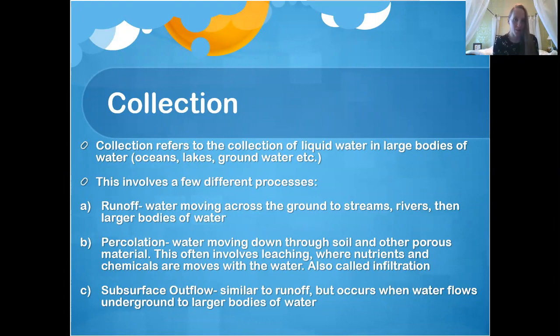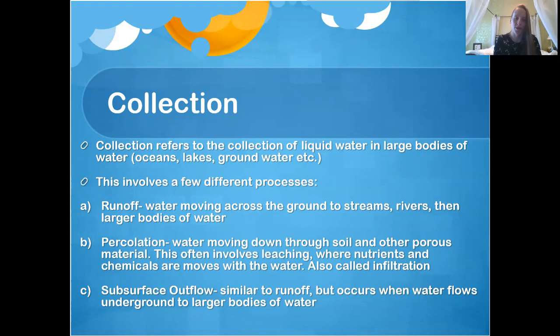Runoff, we've already talked about in like the phosphorus cycle and stuff. This is when water moves across the surface of the ground in like streams and rivers and stuff like that until it gets to a larger body of water. And runoff tends to carry like soil and fertilizer and stuff like that with it.